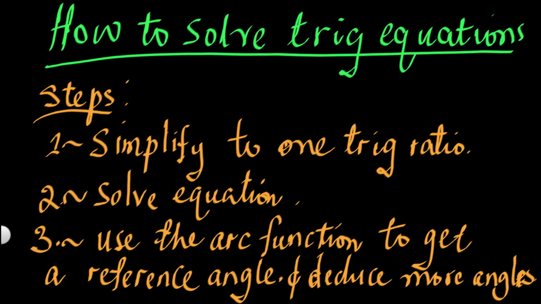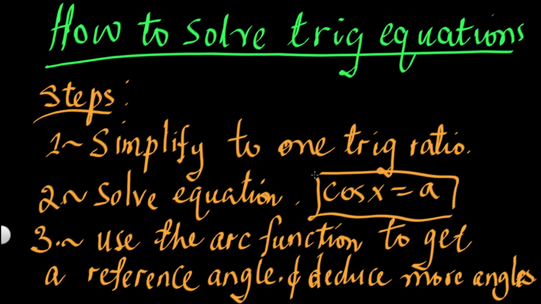Then you solve the equation. What I mean here is you solve the equation until you have something like, let us say, cos x equals a, where x is your unknown that you're solving for and a is a constant. In other words, something like cos x equals maybe 0.6. That is what I mean by solving the equation. Then from having this, you move on.